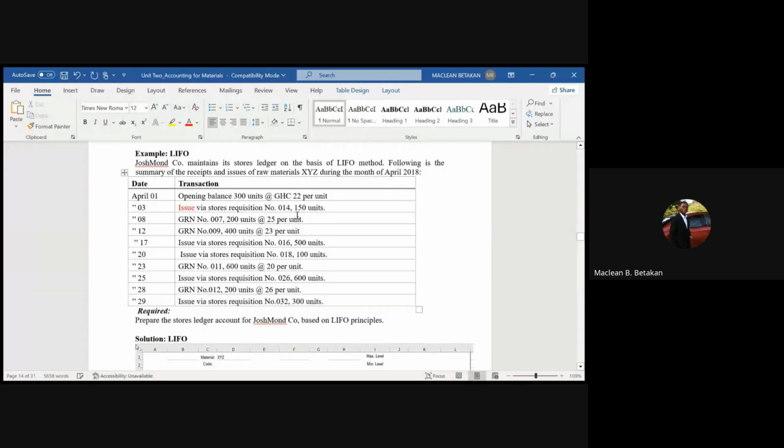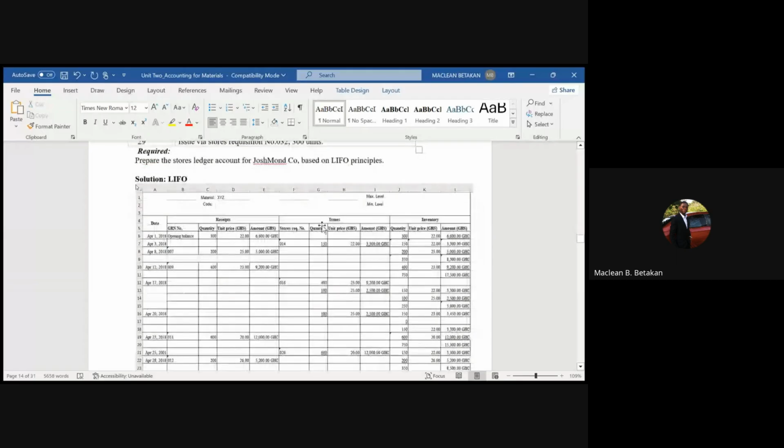Out of 300 units, because that is the only transaction we have. In fact, that is the last transaction we have entered, so we use it to issue the 150. Okay, so 150 times 22 we get 3,300. So the balance left is 150 and the amount is 3,300.